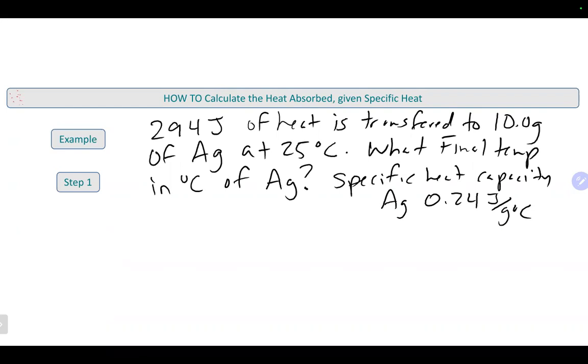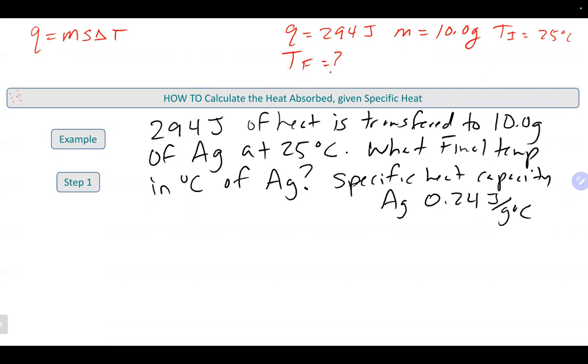Okay, let's take a look at this. So obviously we are dealing with specific heat. So our Q equals m s delta T. We do have our Q given to us in this case, which is the 294 joules. We obviously have the mass, which is the 10 grams. We have our initial temperature, which is 25 degrees Celsius. We are looking for our final temperature. And in this case, they gave us the specific heat capacity of silver at 0.24 joules per gram per degree Celsius. So really, we got Q, we got m, we got s. We can just rearrange and solve for delta T here to start with.